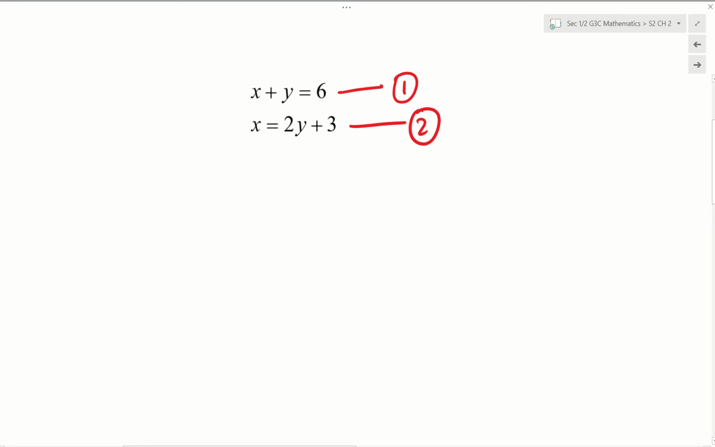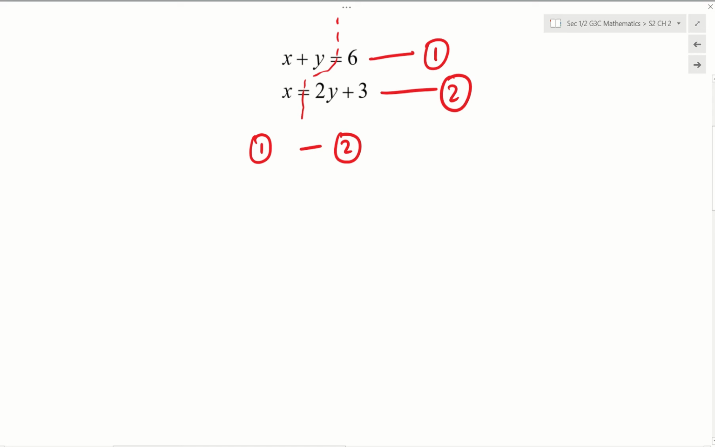In both of these equations, you can separate them into the left hand side and the right hand side. Remember, in the elimination method, our objective is to remove or eliminate one of the variables. It could be the x variable, it could be the y variable. Looking at this, on the left hand side there is a chance for us to remove the x variable. We can do so by using equation number 1 minus equation number 2.